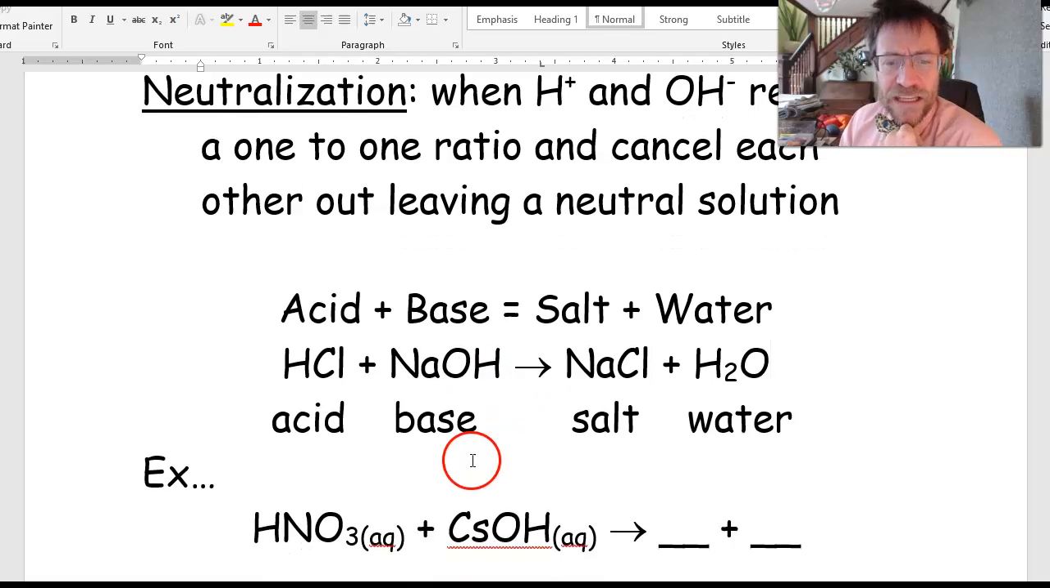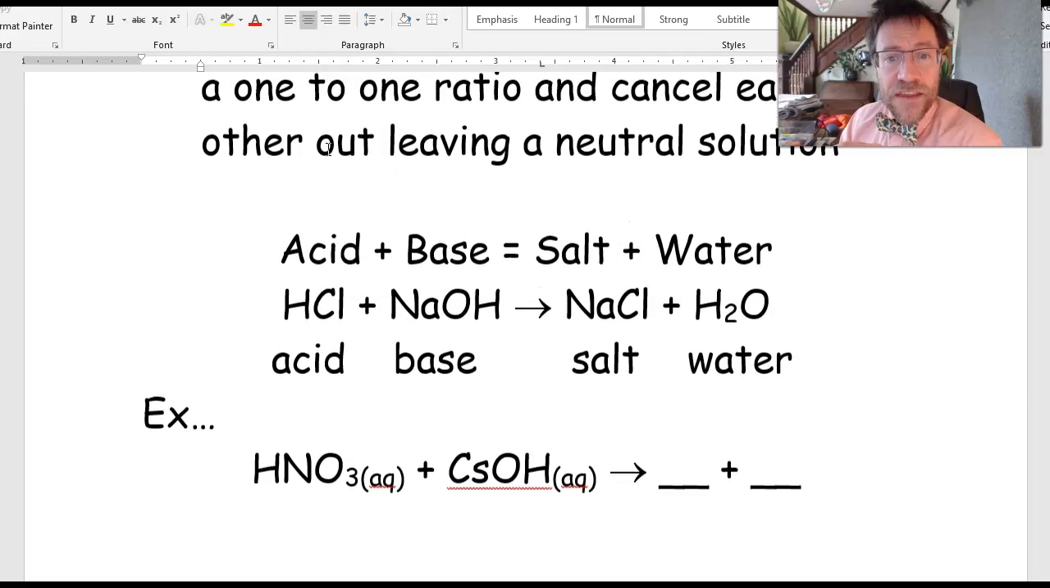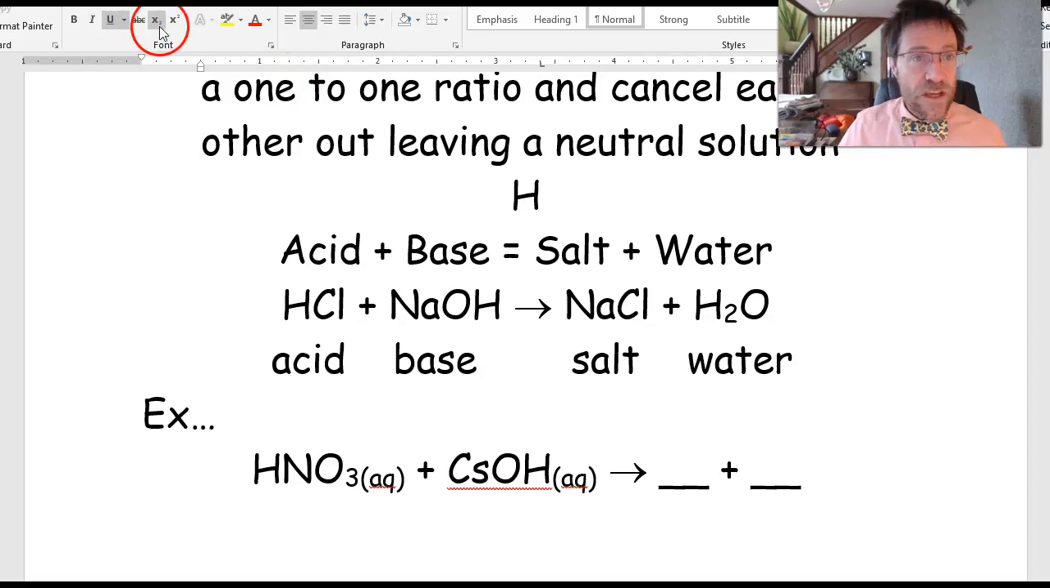So what's actually happening here is the actual net ionic equation. If we ignore the spectators, the ions that are doing stuff are hydrogen, which is hydrogen with a +1.